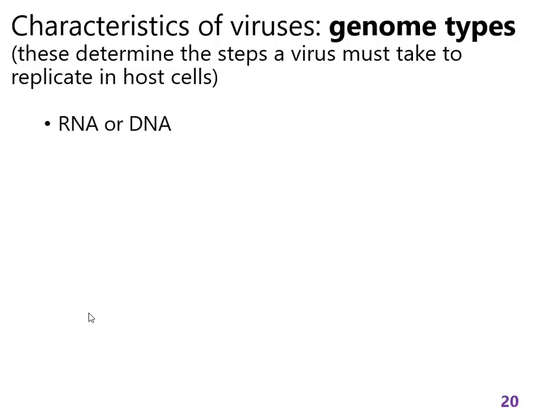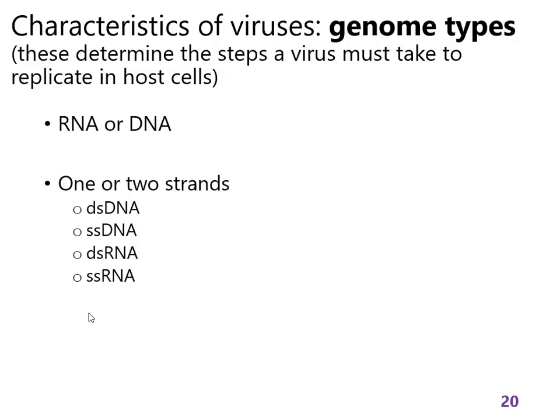So again, RNA or DNA, those are the choices, but it could also be one or two strands of both of those. It could be double-stranded DNA or dsDNA, single-stranded DNA, ssDNA, double-stranded RNA, dsRNA, or single-stranded RNA, ssRNA. That's how we abbreviate them, and we can come up with examples of all of those.